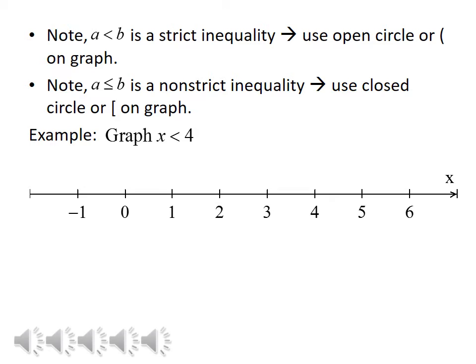We want to draw a line in the direction that's less than 4. Additionally, since this is a strict inequality, 4 will not be included, so we need to use either an open circle or a parenthesis. Keeping all of that in mind, the sketch of the inequality x is less than 4 will look like this. We see an open parenthesis at the point 4, and we shade to the left of 4, showing that all of the numbers to the left of 4 are less than 4.